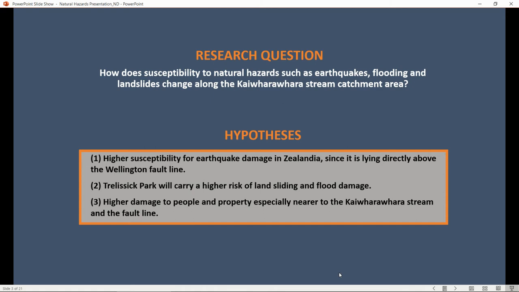To test our hypotheses, we needed to generate a map for the Kaiwharawhara catchment and ground truth this with examples of hazards in the field.